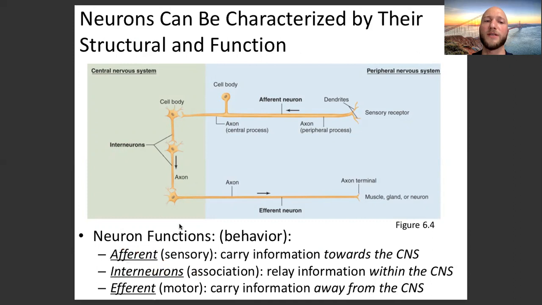Interneuron relays information within the central nervous system. These are your computing neurons, your processing neurons. Any neuron that relays information within the CNS, interneuron. Efferent motor, functional name again, carries information away from the central nervous system to an effector. Anything that carries information away from the central nervous system to something that can affect change, efferent nerve. Functional names. Afferent, functional name, interneuron, functional name, efferent, functional name.